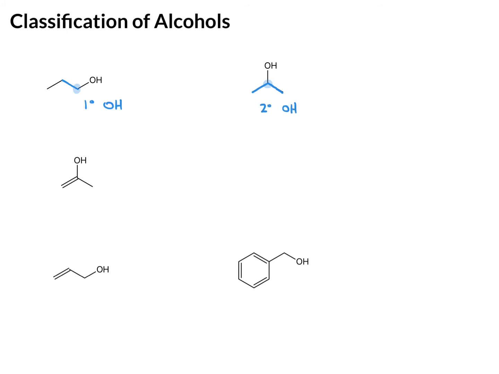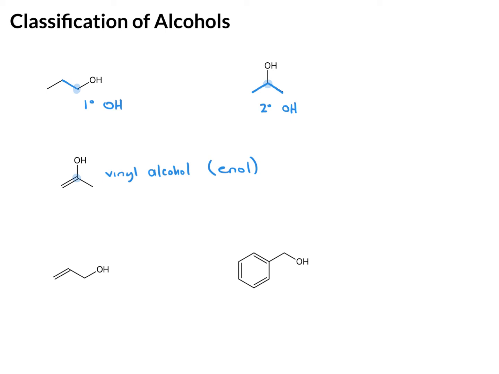Now there's a few other specialized cases when you don't necessarily have just regular primary, secondary, or tertiary substitution. The first is when you have something like an alcohol attached to a double bond. When you have this type of situation, this is a vinyl group. So this would be considered a vinyl alcohol. This one also has another name. This is called an enol. And you may remember enols from Organic 1, as these were an intermediate in a reaction that we discussed.